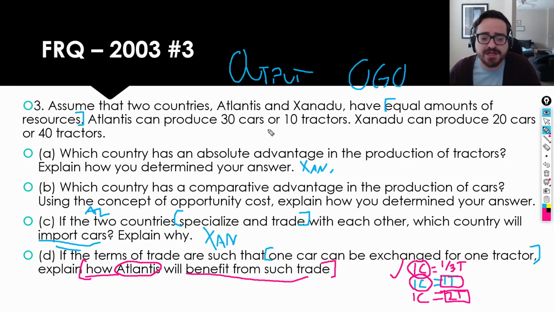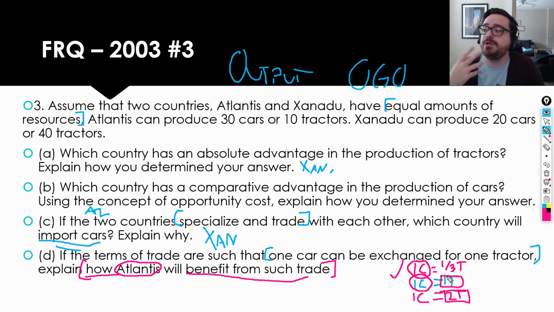Specializing in trade is just, okay, you specialize in what you have a comparative advantage in, so whoever specialized in the other thing would be the one importing cars. Yeah, that's it. That's all you did. And for this one, it's just, okay, this was their old opportunity cost. This is the new trade they're getting. This is a better deal than this because they're getting more tractors than before. That is not, on its face, very difficult.